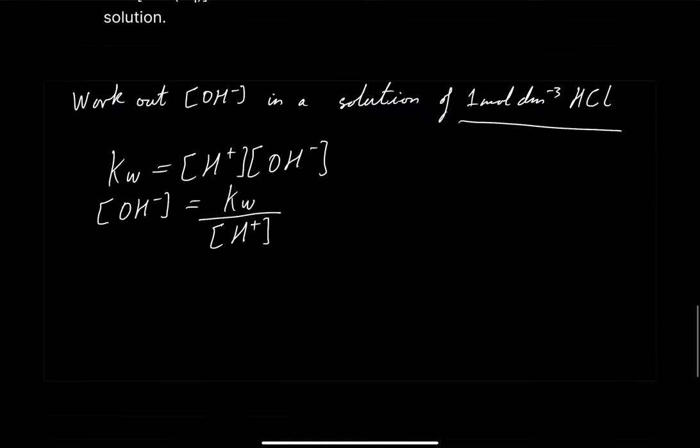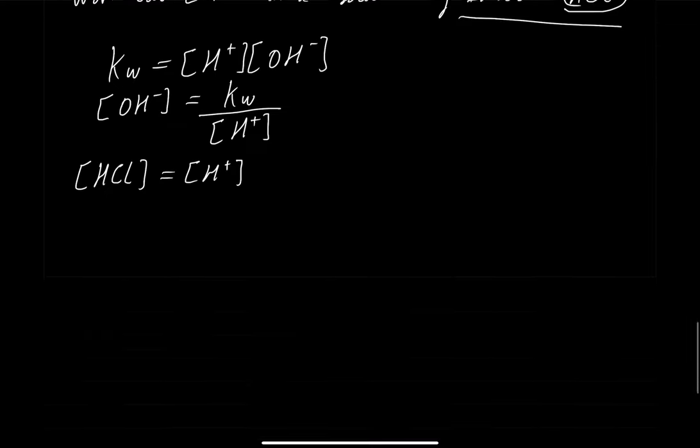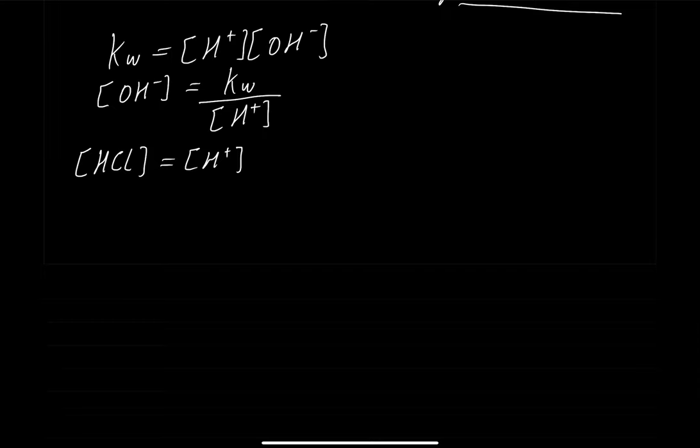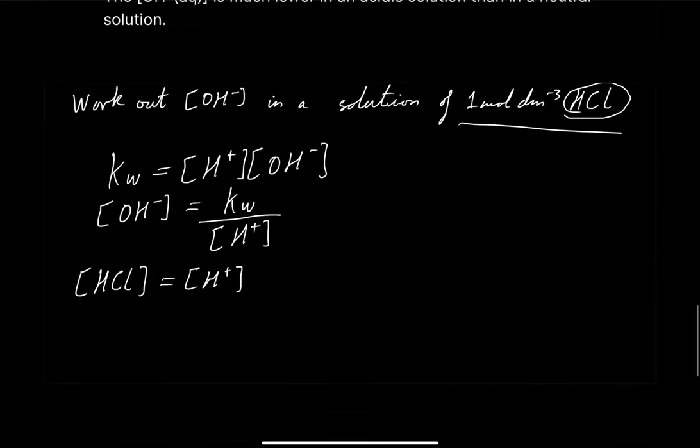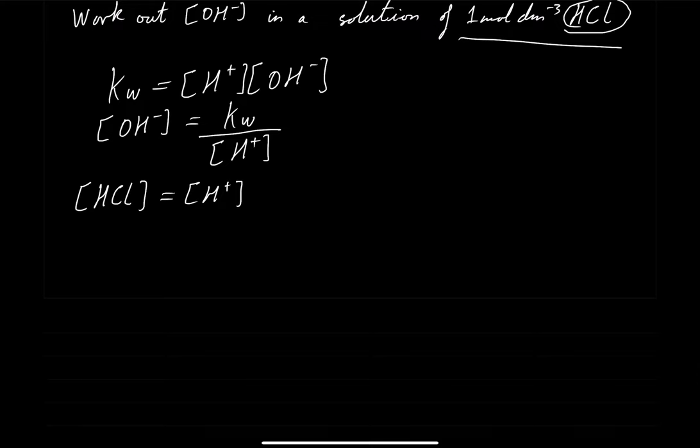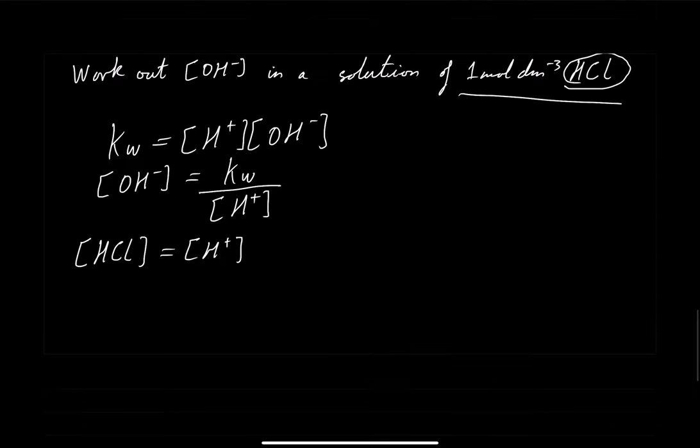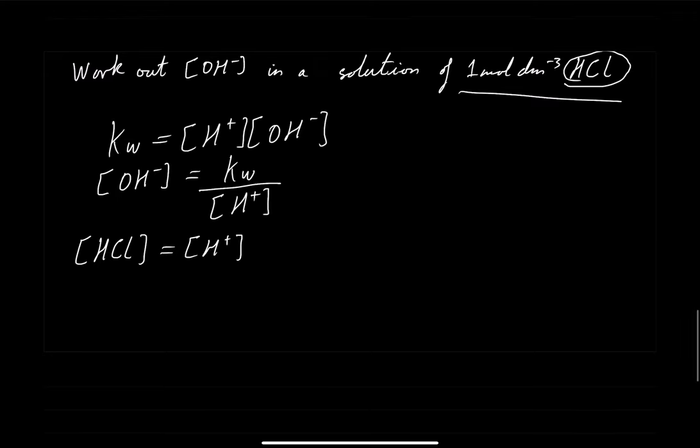Now, they told us that we have a solution of 1 mole per dm cubed of HCl. Remember what I said about strong acids? HCl is a strong acid. So therefore, we can assume that the concentration of HCl acid is equal to the concentration of H plus, because it fully dissociates its H plus ions in solution. Therefore, the concentration of H plus is also equal to 1 mole per dm cubed.